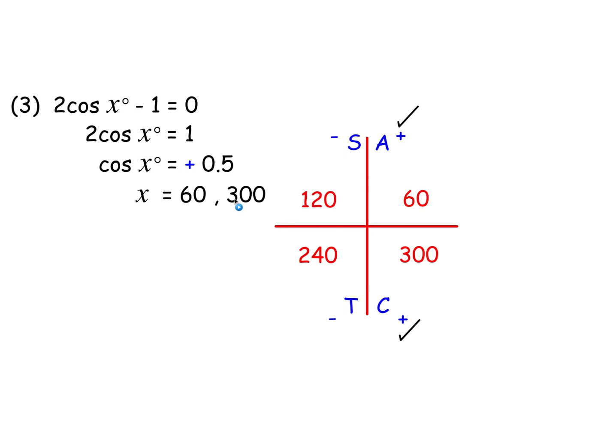Now, if you were solving cos x equals negative 0.5, you're just picking out the two where it's not A and C. That's the 120 and 240. So it's positive in these two, you just pick out the other two.